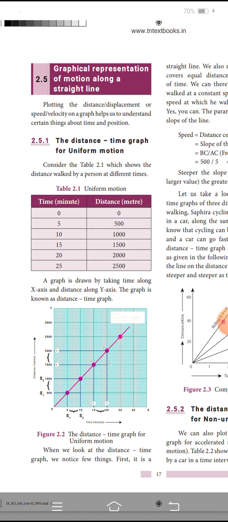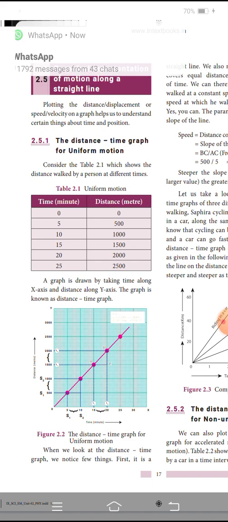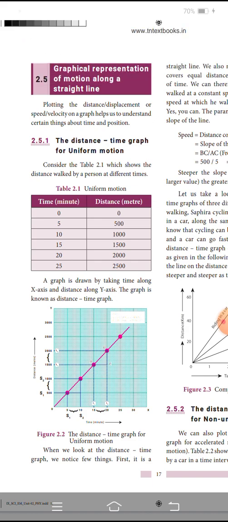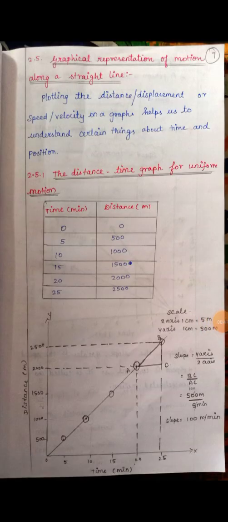First, let us discuss the distance time graph for uniform motion. See here, first let us plot some values on the graph. Here is the distance time graph for uniform motion. Time in minutes, distance in meters we are calculating.